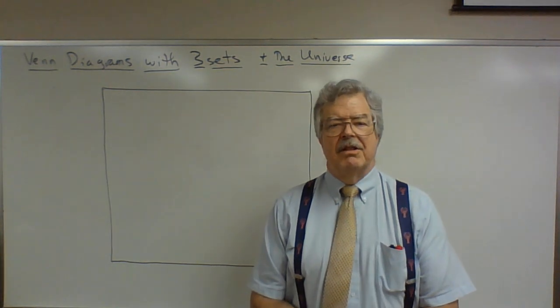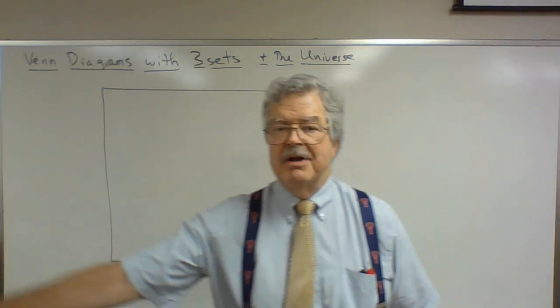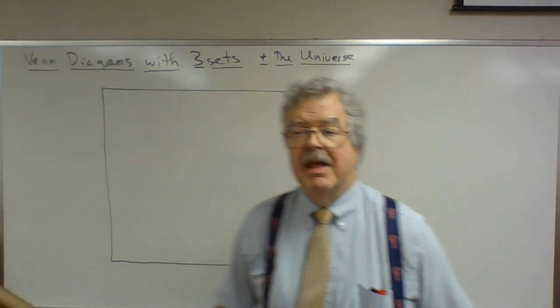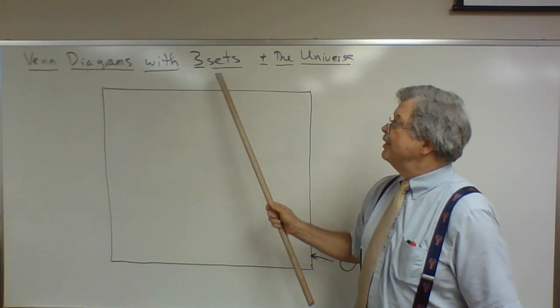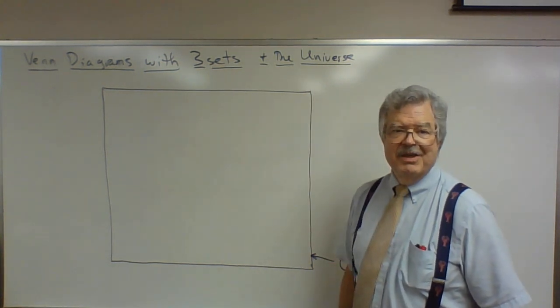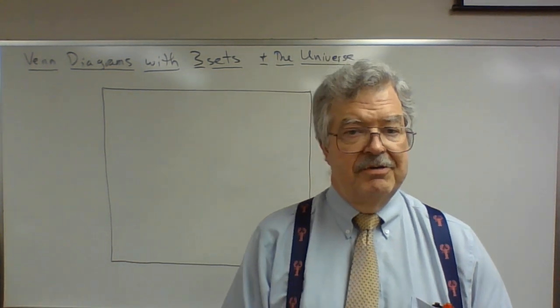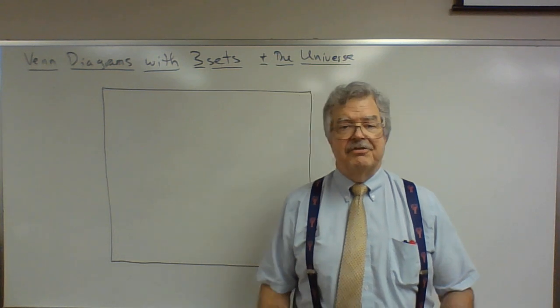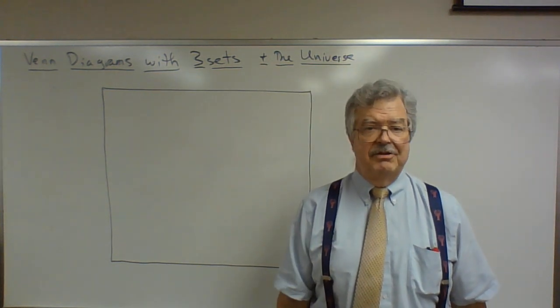Today, we're going to take a closer look at something that we've already talked about, but we're going to do a bunch of examples. And what we're going to talk about is Venn diagrams with three sets plus the universe. Now, remember what the universe is. The universe, or the universal set, is the set of all objects under consideration.